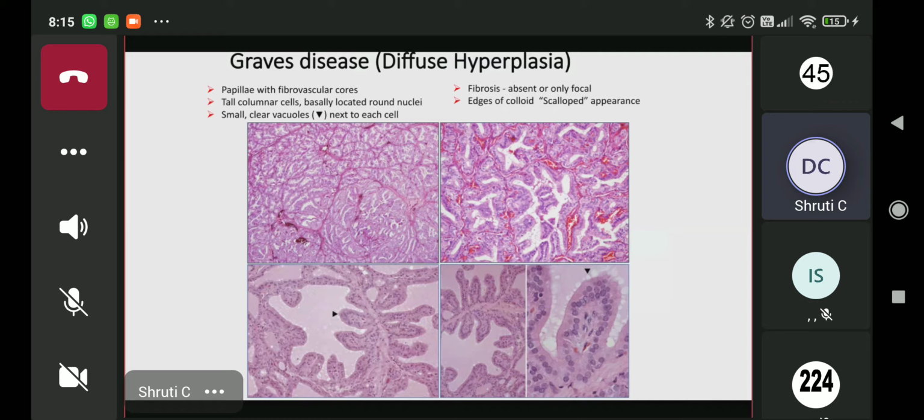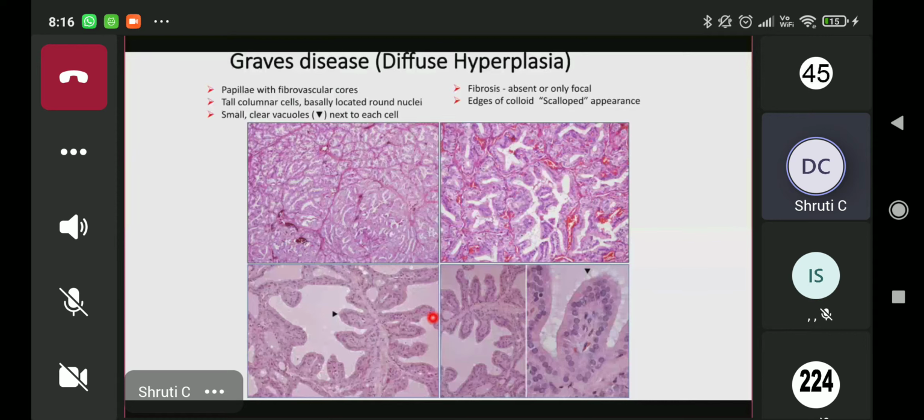The follicular epithelial cells are hyperactive. Okay, so there will be proliferation of follicular epithelial cells. This may lead to formation of papillae also, like you can see these finger-like processes, the papillae, and they have fibrovascular cores. Inside the papillae, you can see these cores, like this is a papilla, and you can see here, this is a papilla, and there is a fibrovascular core inside that. Okay.